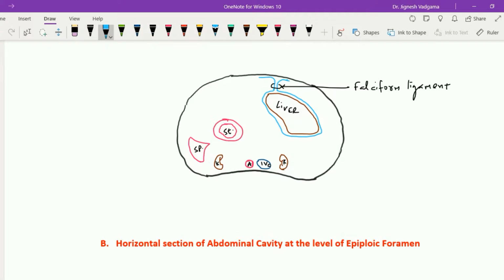Now, when we trace the right layer of this falciform ligament, we can say that it is going to cover the anterolateral body wall and it reaches up to the upper part of the kidney, and so the kidney is retroperitoneal in nature and it is going to cover the inferior vena cava.